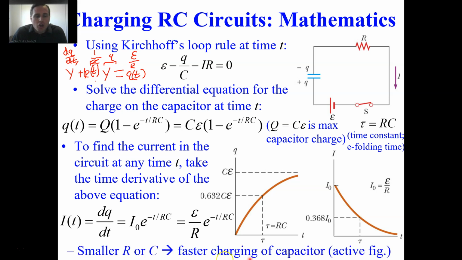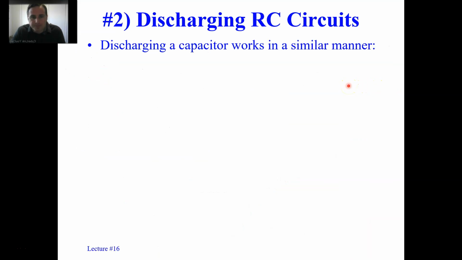Okay. Notice also, if you have a smaller R or a smaller C, you get a faster charging of the capacitor. I showed that previously in the intuition active figure. Because if R is smaller or C is smaller, the time constant is smaller, so it's quicker to charge the capacitor. And that should make sense, because if you have a smaller capacitor, you have less charge to put on the capacitor. But also, if you have a smaller resistance, the current is less inhibited. So the capacitor charges faster.